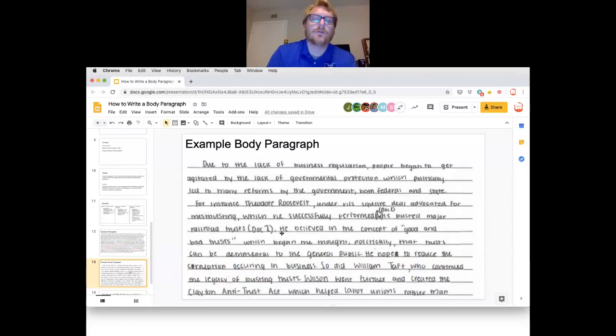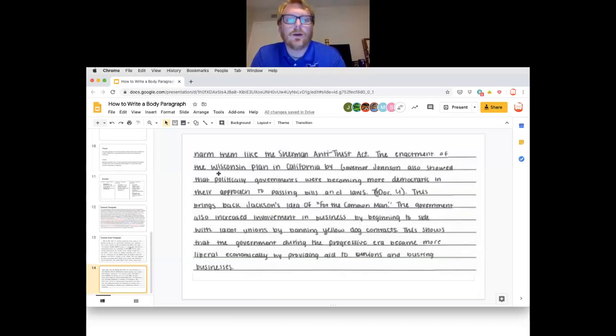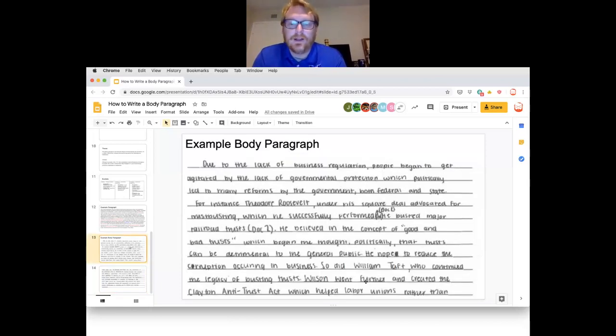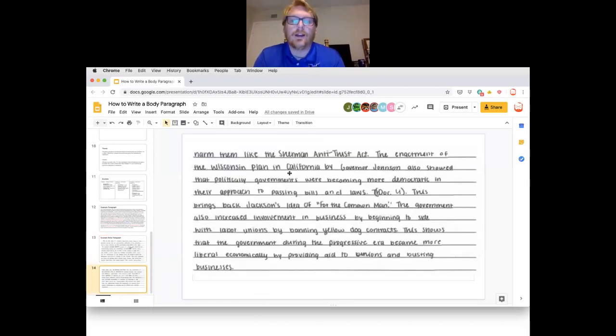Then you get into some of the more analysis. He believed in the concept of good and bad trusts, which began the thought politically that trusts can be detrimental to the general public. He hoped to reduce the corruption occurring in business. So did William Taft, who continued the legacy of busting trusts. Wilson went further and created the Clayton Antitrust Act, which helped labor unions rather than harm them, like the Sherman Antitrust Act. So there, you're bringing in some good complexity. The idea of the Clayton Antitrust Act being a direct response to the Sherman Antitrust Act. Okay?